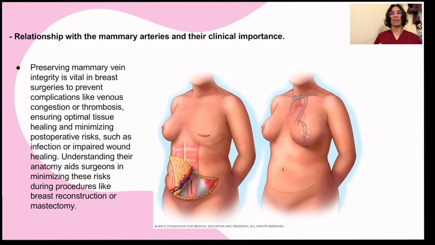Preserving mammary vein integrity is vital in breast surgeries to prevent complications like venous congestion or thrombosis, ensuring optimal tissue healing and minimizing postoperative risk, such as infection or impaired wound healing. Understanding their anatomy aids surgeons in minimizing this risk during procedures like breast reconstruction or mastectomy.